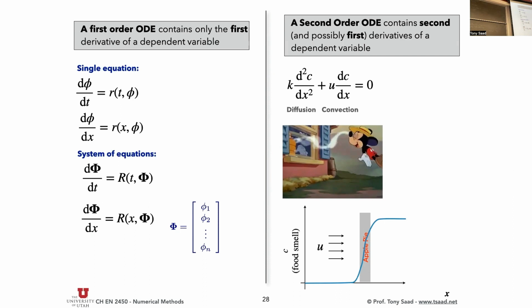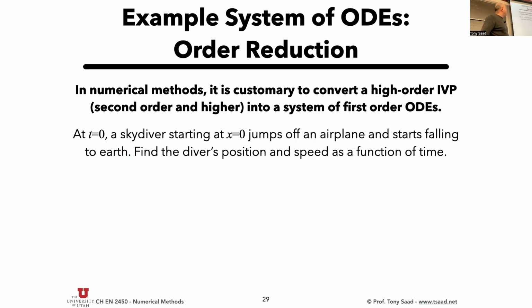So this is what it looks like. Almost instantly, you can transport that food smell with advection, okay? All right, so let's look at some examples of systems of ODEs, okay?